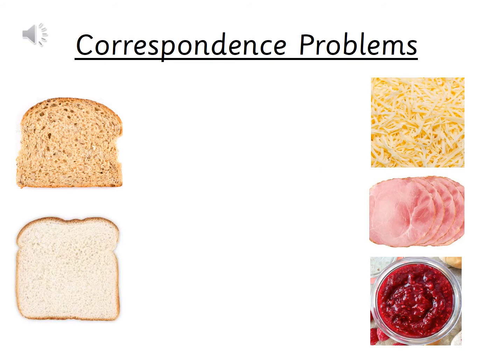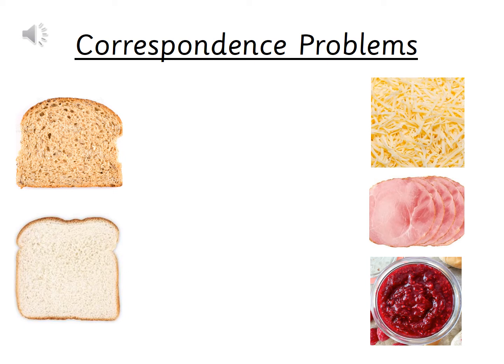Here is an example of a correspondence problem. What we're looking to find out is how many different kinds of sandwich could you make. We have two types of bread, brown and white. We have three different kinds of filling, cheese, ham and jam. To make it work, we can only have one choice of filling. So what are our different options?